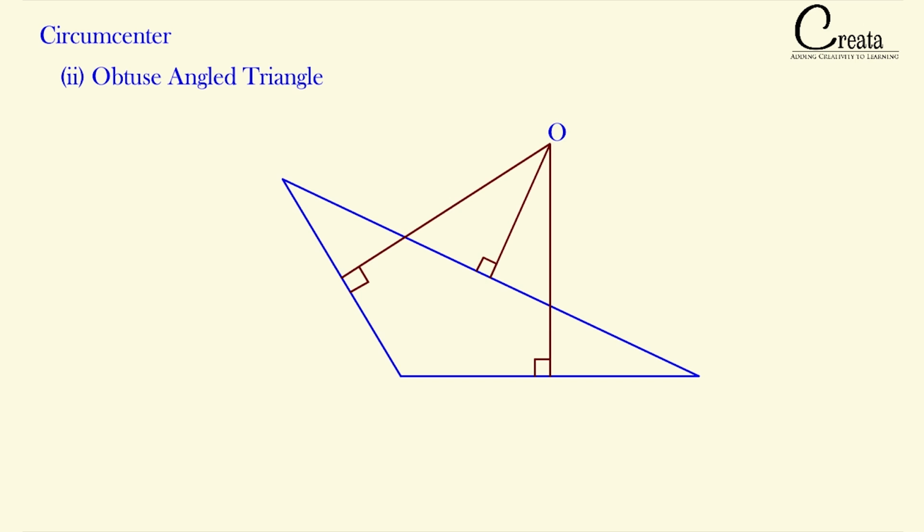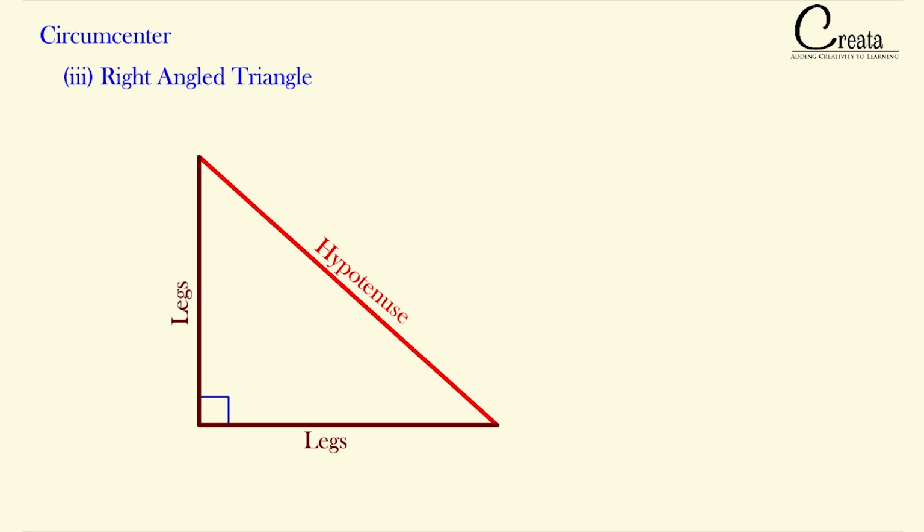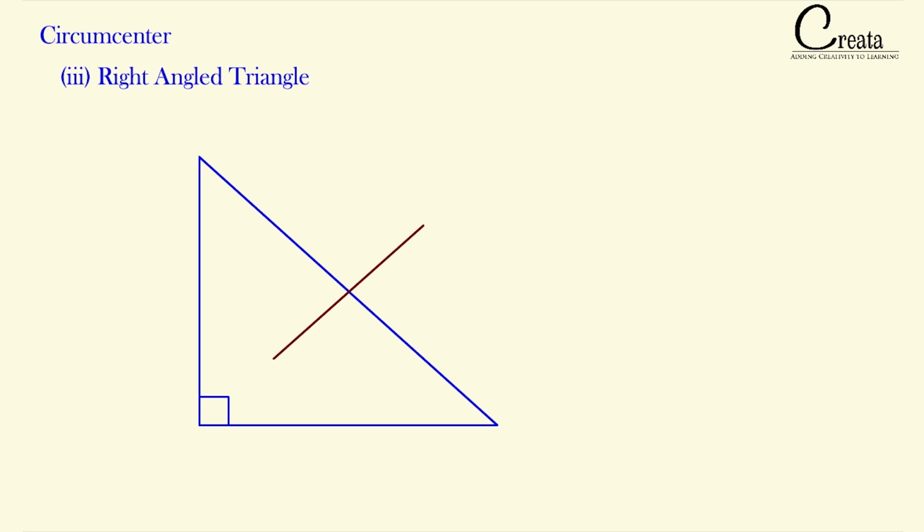Now let's move to our next case, that is a right angle triangle. This concept is slightly tricky. Let's see. A right angle triangle has two legs and one hypotenuse. Okay, here this is the hypotenuse and these two sides are the legs for this triangle. First of all, let's try to make the perpendicular bisector of the hypotenuse. Okay, this line segment is the perpendicular bisector of the hypotenuse. This is the midpoint and this line segment is perpendicular to the hypotenuse. So this will be the perpendicular bisector.